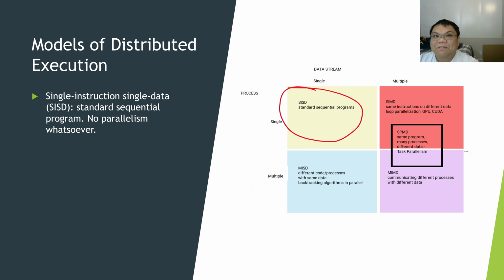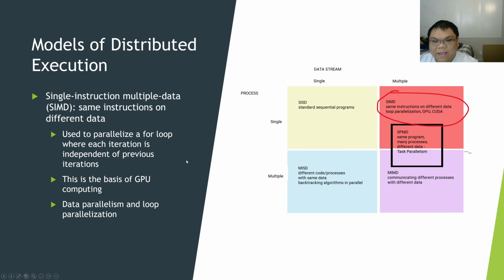Because if you think about it, you can simulate a Hello World program on a Turing machine, and I'll just simply print out all the symbols one by one. Alright, so that's SISD. Next, we have SIMD.